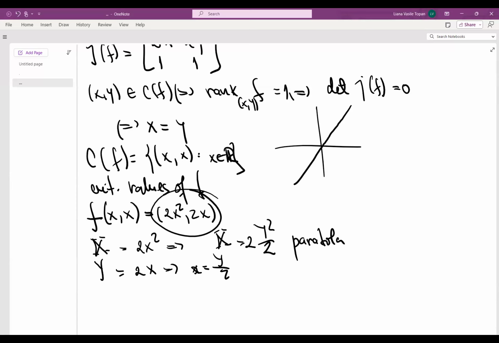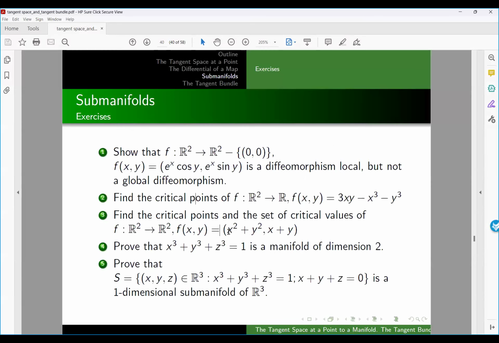Let's look at question 3. Let's prove that x cubed plus y cubed plus z cubed equals 1 is a manifold of dimension 2. Now we know already about x squared plus y squared plus z squared equals 1. This is a sphere. This is the sphere in R cubed. Yes, it's the two-dimensional sphere.